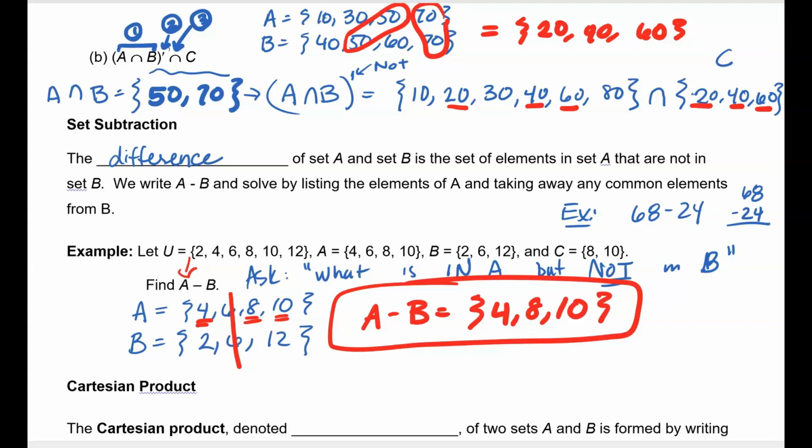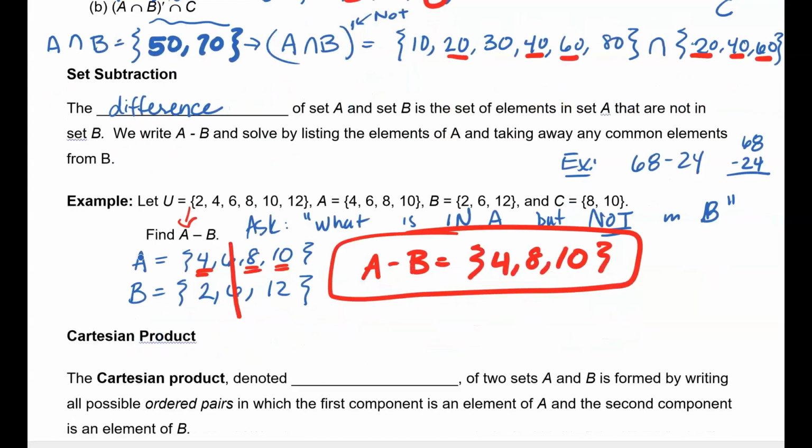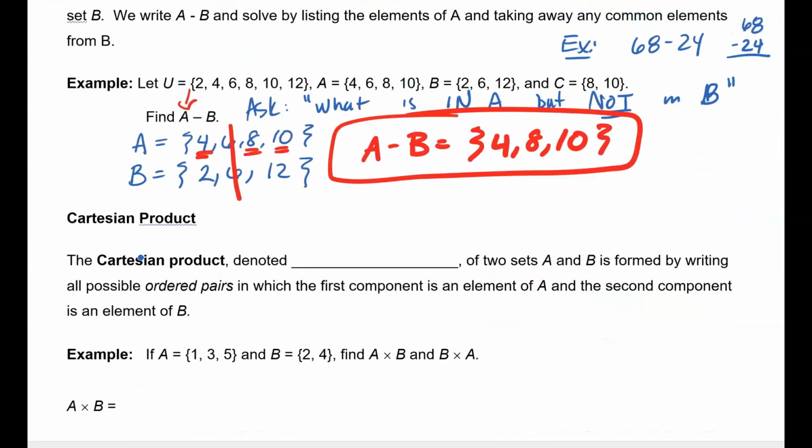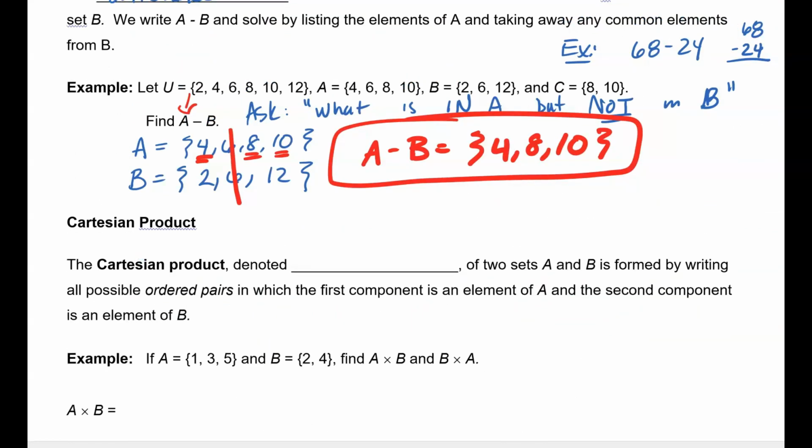Okay, so hang in there. We're almost done. We've got to talk about Cartesian product. It sounds fancy, but I promised it won't be. It's not too bad. The Cartesian product is denoted by A times B. So when you see times, and A and B are sets, times means take the Cartesian product.